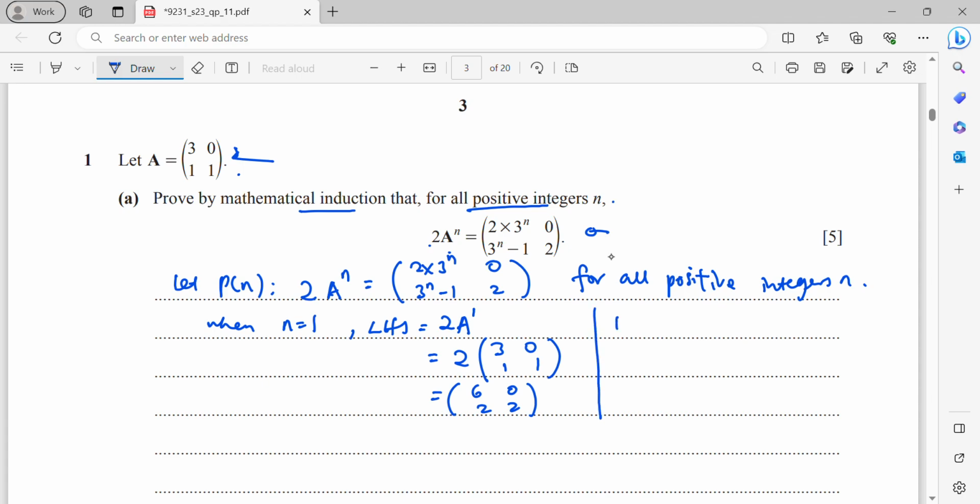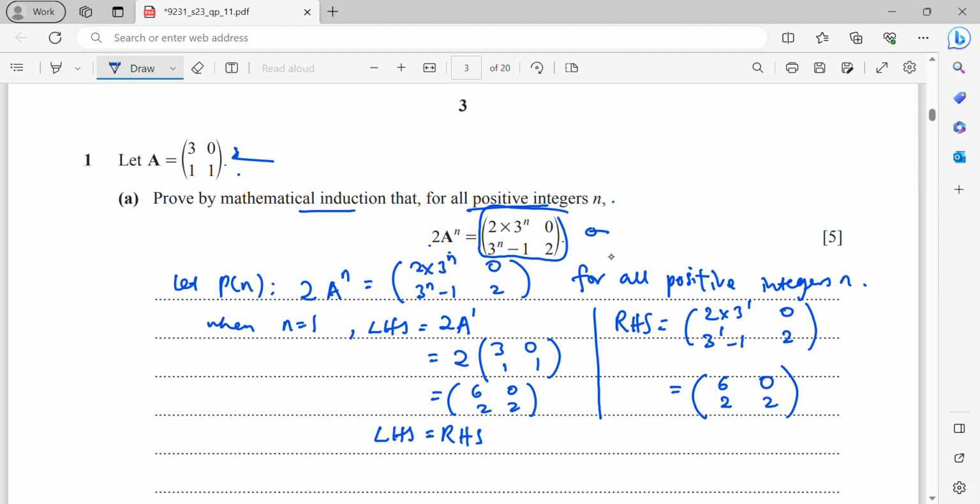Now, for the right hand side, I will just refer to this matrix and replace the n by 1. So I will get 2 times 3 power 1 and 0 for the first row, then 3 to the power 1 minus 1 and 2 for the second row. Then from here, I will get 2 times 3 to the power 1 is 6, 0. 3 to the power 1 minus 1 will be 2, and then 2. So from here, left hand side is equal to right hand side. Therefore, P1 is true.